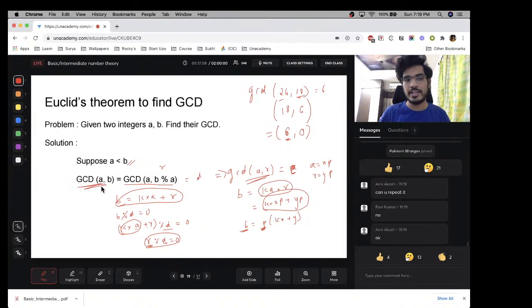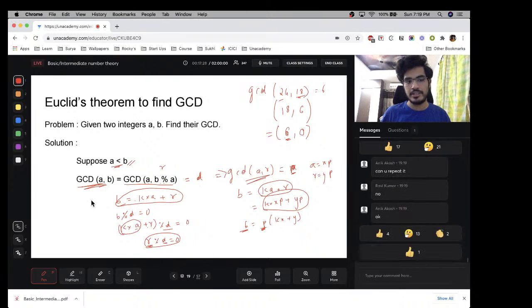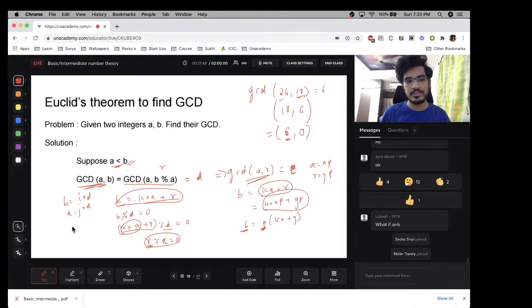Suppose we need to find GCD of A comma B, and let's say A is less than B. Then GCD of A comma B will be equal to GCD of A comma B mod A. This is because, let us say this is equal to some number D. Since GCD of A comma B equals D, D is a divisor of B. B can be written as some I into D. A can be written as some J into D. So B is also equal to K into A plus R.